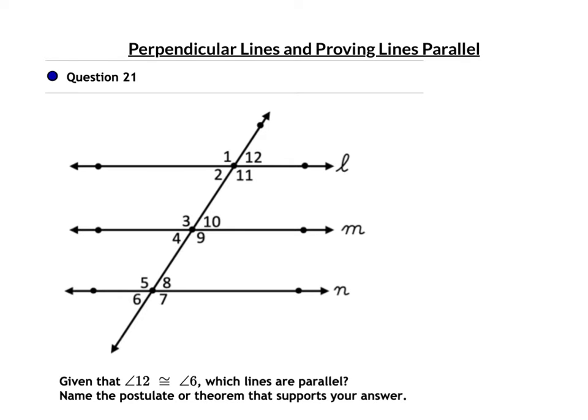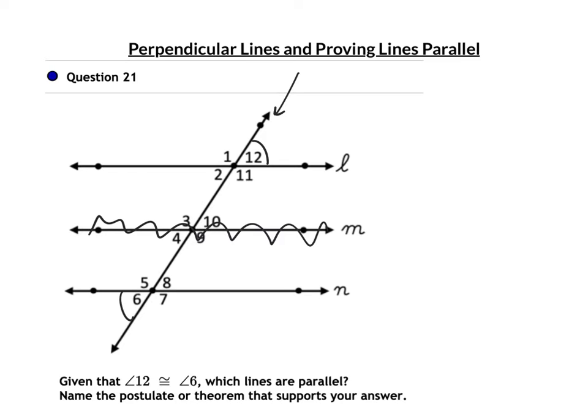So on these, there's two answers. There's two questions. Which lines are parallel, and name the postulate or theorem that supports your answer. Angle 12 is congruent to angle 6. So ignore the line in the middle, and we're just looking at line L and line N. Well, 12 and 6 are alternate exterior, with this line being the transversal.